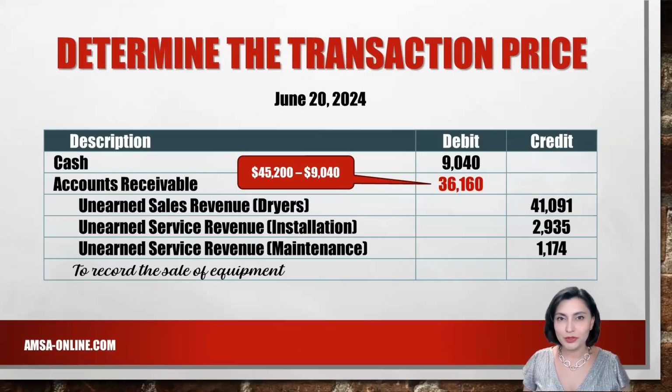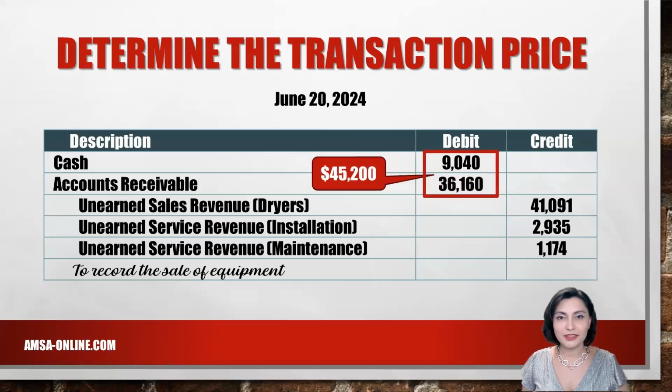Accounts receivable is also an asset account and is increased by debit. We debit accounts receivable by $36,160, which is the difference between the total contract price and a down payment. This is a compound journal entry that includes multiple debits and credits. Total debits are $45,200. Now let's move to the second part of the entry.